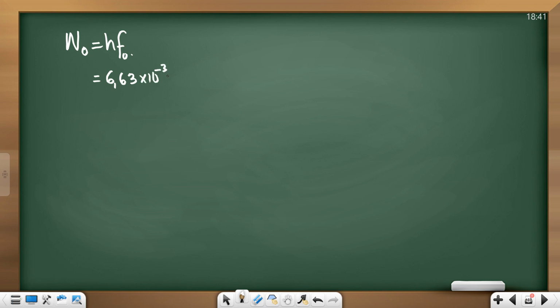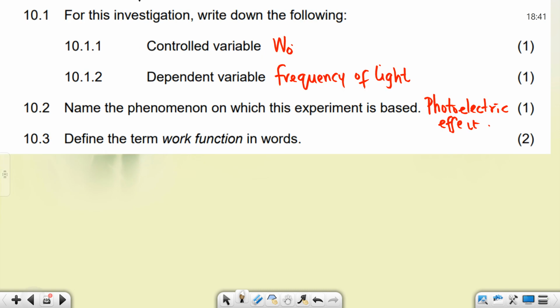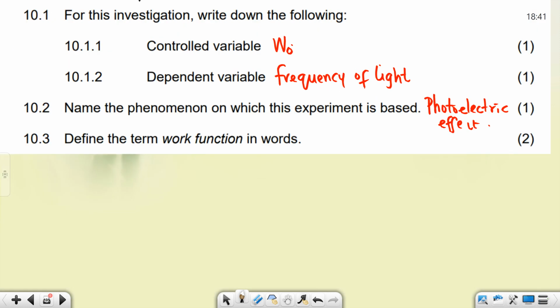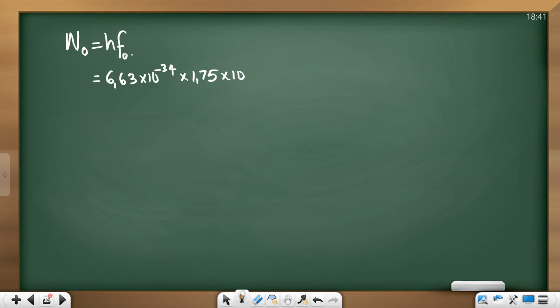6,63 times 10 to the power negative 34 times 1,75 times 10 to the power 15. I hope you see my 15 there. Do you want to calculate for me as fast as you can? It is the work function, and our answer should be in joules. So you get your first 3 marks there in an exam. Very straightforward, guys.